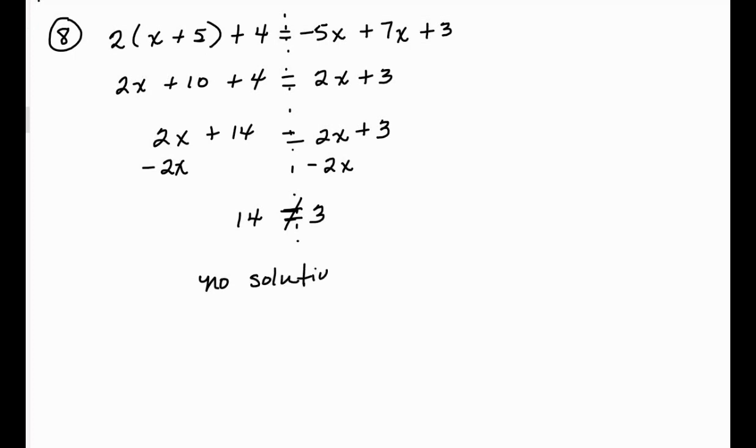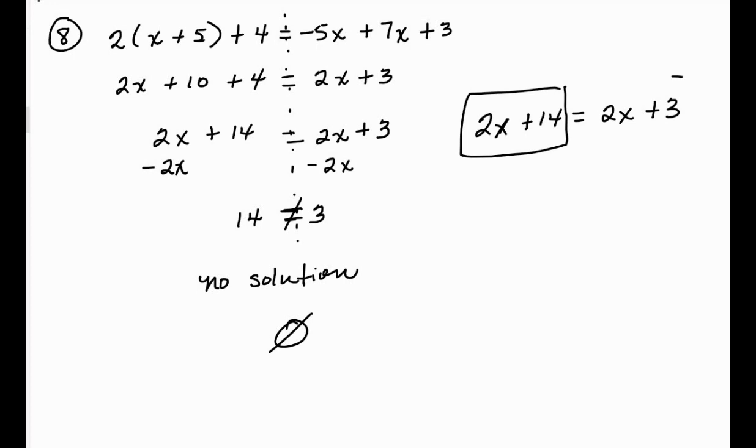Now, sometimes you will see the answer written like this, which means the empty set. So that means if I was looking at all the numbers that make that true, then there wouldn't be any numbers that make that true. Now, I want to go back to this step right here. We're at 2x plus 14 equals 2x plus 3. I could have actually stopped right here because I know that this is never going to equal this.